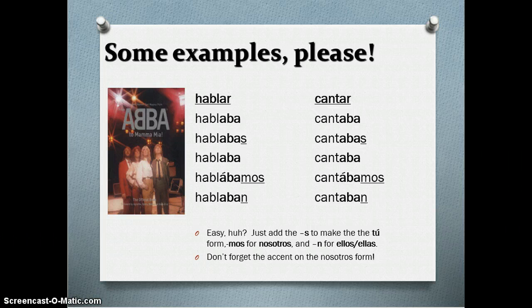Hablaba, hablabas, hablaba, hablábamos, y hablaban. Remember, accents on our nosotros form. Let's try that with cantar. Cantaba, cantabas, cantaba, cantábamos, y cantaban. So easy enough. Make sure you just have your endings on here and underline anything that is additional to the aba.